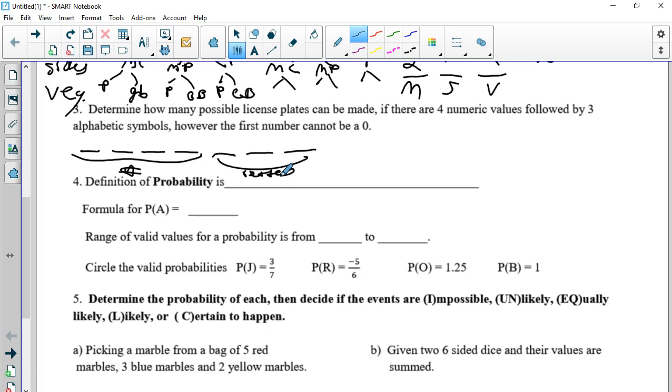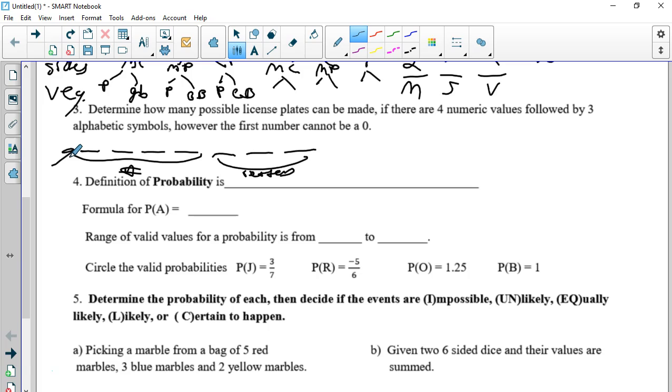Now, it says the first number cannot be 0. All right. It doesn't say anything about repeats or no repeats, so that means I could have 1, 1, 1, 1, A. Very boring, but I could have that. That's one of the options. I could have 1, 1, 1, 2, A, B, C. You can see how it goes from there. The only thing is, I cannot have a 0 in this first spot.